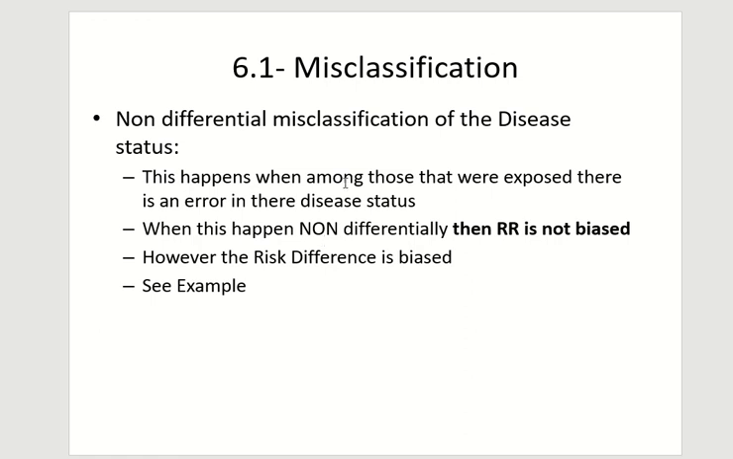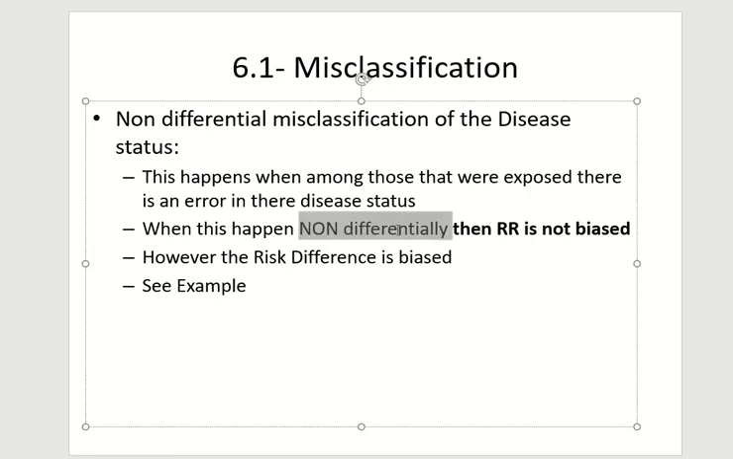This happens when, among those that were exposed, there is an error in the disease status. When this is done non-differentially, then the relative risk is not biased. That's the important thing here. When you misdiagnose, regardless of whether they're exposed or not, your relative risk is not going to be biased. However, the risk difference is going to be biased.